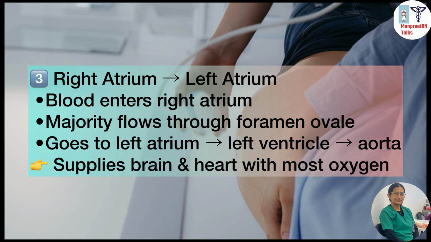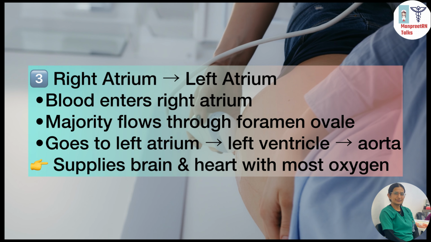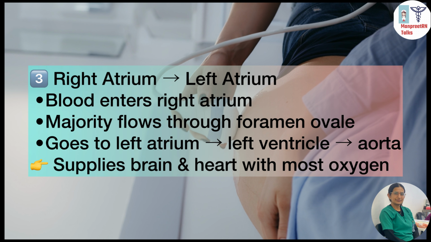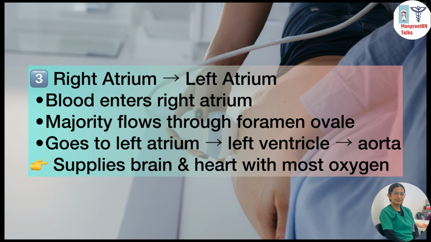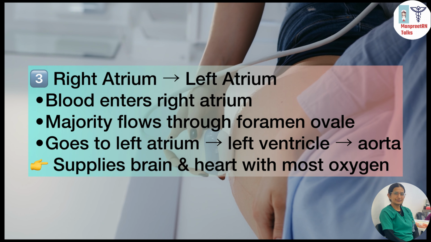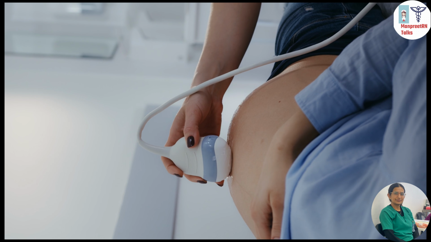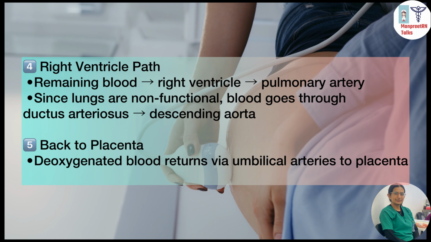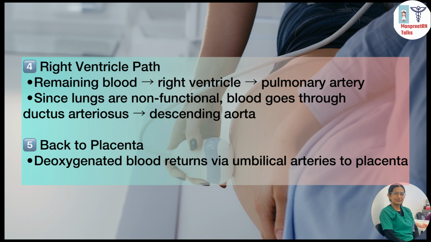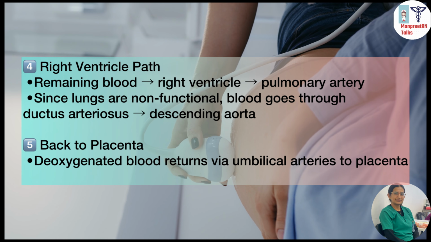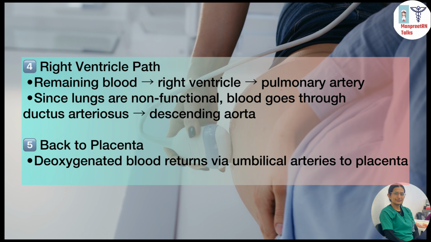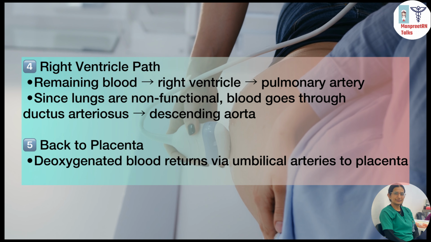Blood enters the right atrium, then the majority of blood goes through the foramen ovale to the left atrium, then the left ventricle, then the aorta, and the aorta supplies the brain and heart with most of the oxygen. After that, the right ventricle path. The remaining blood that enters the right ventricle goes to the pulmonary artery. Since the fetus's lungs are non-functional, blood goes through the ductus arteriosus to the descending aorta.